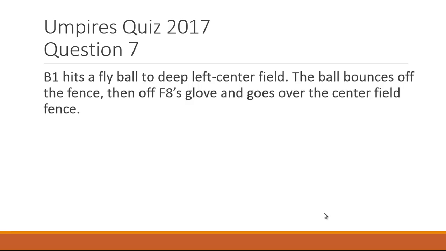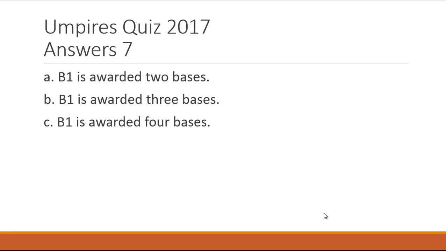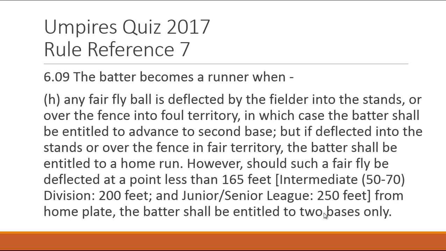Number 7. The batter hits a fly ball to deep left center. The ball bounces off the fence, then off the glove, and then goes over the center field fence. Now, you're going to need a particularly spongy center field fence, maybe with that yellow protective piping. The ball comes over, whacks that, bounces. I've seen some pretty good bounces off of that stuff before. Hits the fielder's glove and then goes over the fence. What do we have? We got 2 bases, in other words, ground rule double, 3 bases, or awarded the home run. Take your pick. So 609H.